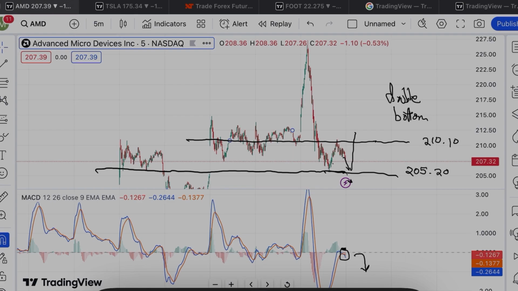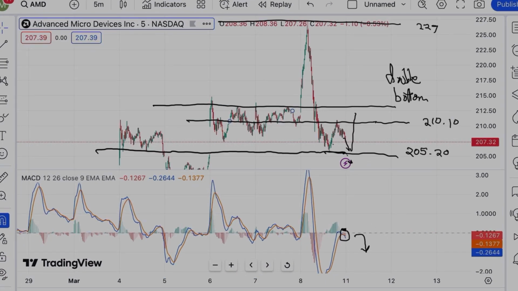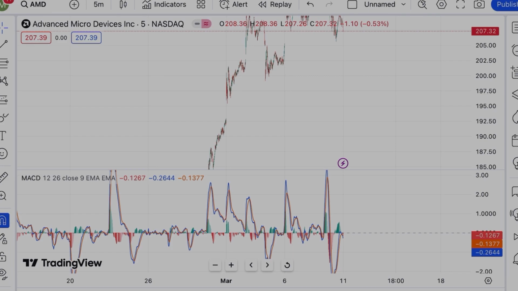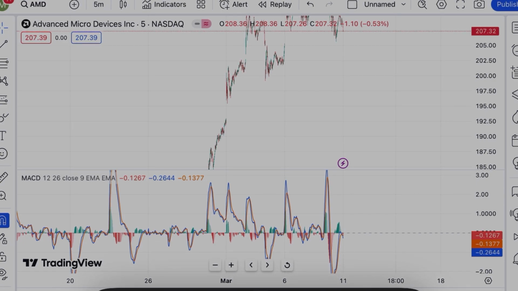So let me draw some more resistance levels for take profit, right? That's strong resistance right there. And of course, the third level would be the peak, all the way up top at the 227. So those are three take profit areas if it's going in the upward direction, right? But not all gaps get filled, but we still got some more gaps.